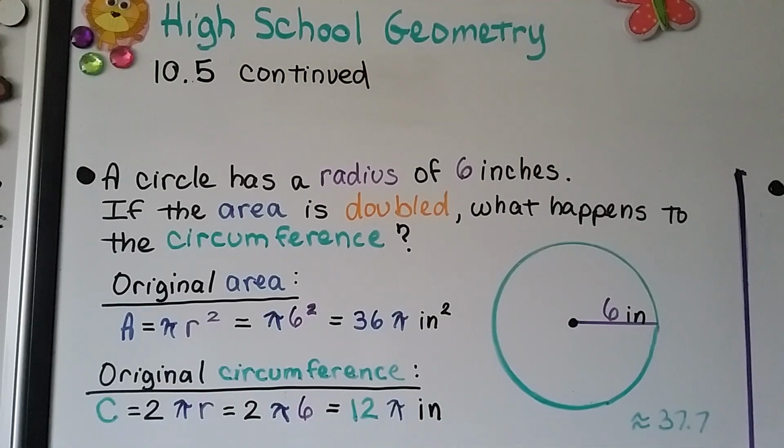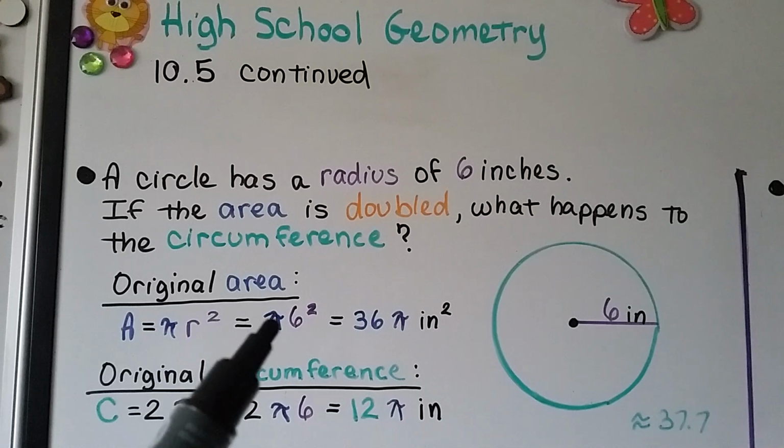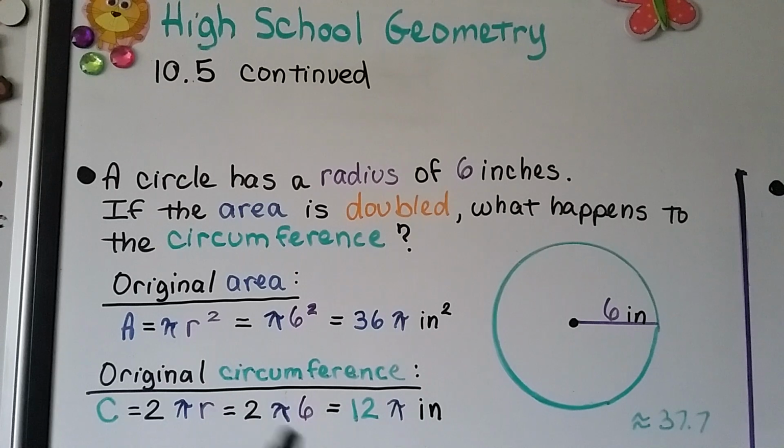Here we have a circle with a 6-inch radius. If the area is doubled, what happens to the circumference? So let's look at the original area. Area is pi r squared for a circle. So that means we've got pi 6 squared, which means we have 36 pi inches squared. For our circumference, we've got 2 pi r, so we've got 2 pi 6. We multiply the 2 and the 6, and we get 12 pi inches for our circumference.